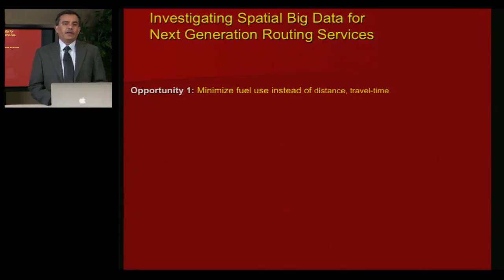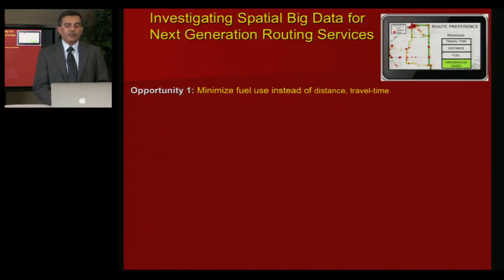So you probably already have heard about big data. So I'll just quickly give you the opportunity here. The first opportunity is that when you use Google Maps today or your cell phone for routing, they usually give you a route that minimizes distance or travel time. But with all this concern about climate change and environment, wouldn't it be wonderful if we could minimize greenhouse gas emissions or fuel use?